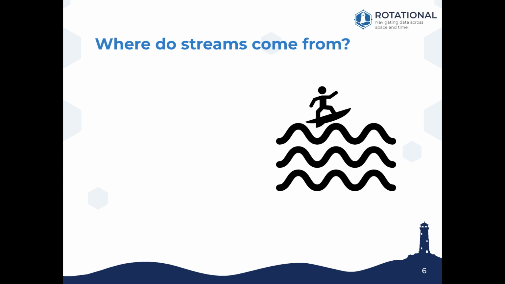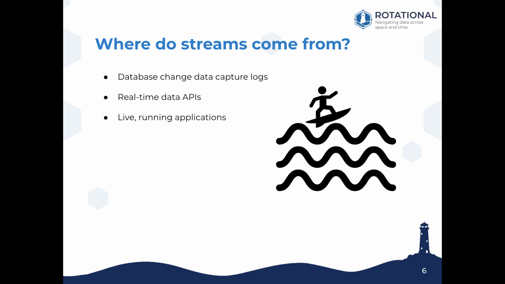So this is where streams come in. Streams are basically what actual live data is, right? It's a bunch of things that are constantly changing. And you can sometimes access these directly from a database. Some databases do expose change data capture logs, although that's not common yet. You can also get data from real-time data APIs. We will be discussing this in an upcoming video.